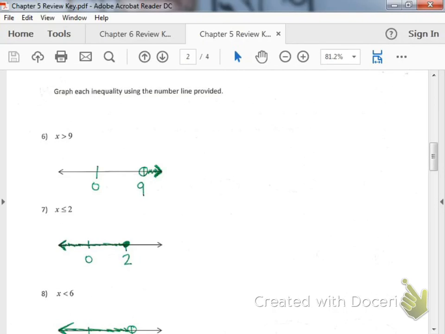Remember, the important things about the number line are, is the circle open like on number 9, or is it closed in like on number 7? And then which direction are you shading? Remember, if it's greater than, you shade to the right. If it's less than, you shade to the left. If it's an or equal to, that's when you color in the circle. If it's not an or equal to, you leave the circle open.